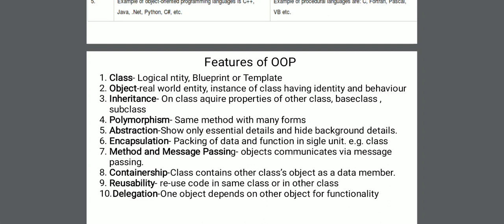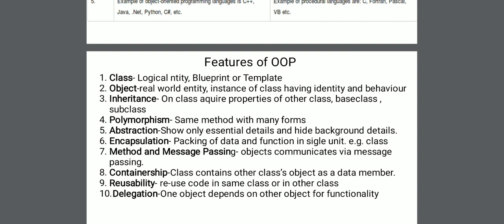Next one is abstraction. As I told you, there are two ways of data hiding, sorry, two ways of declaring members of a class: public data members and private data members. Private data members will hide a particular thing, but public members will show only the essential part. That particular way is also called abstraction, means showing only essential details and hiding background details.